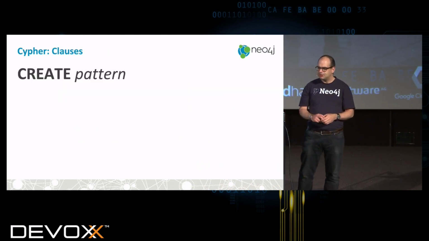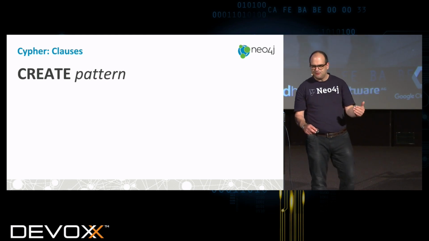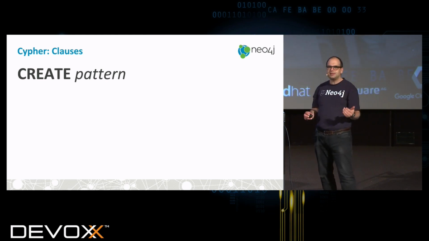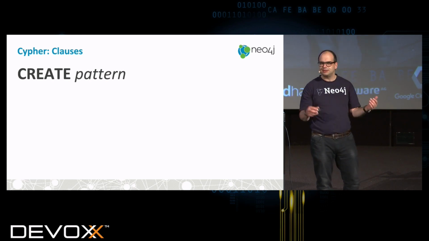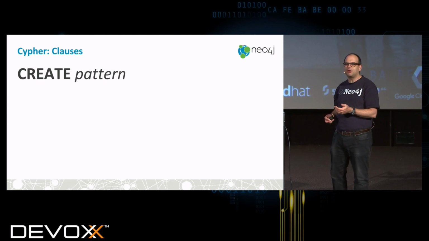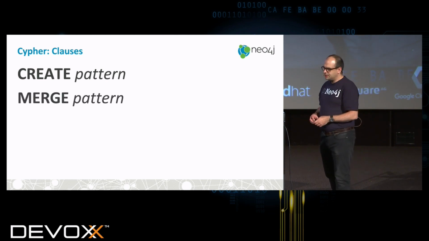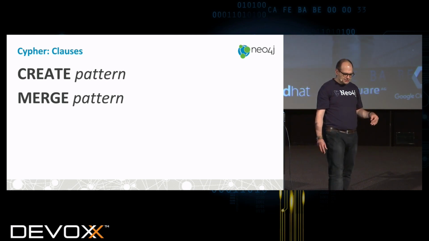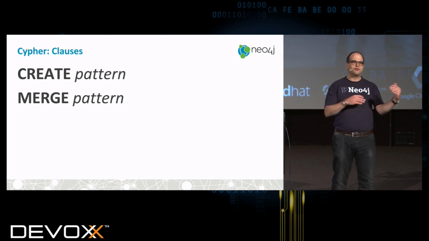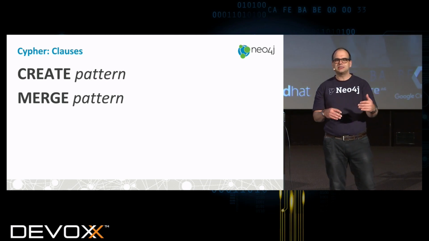This pattern, we can use it in a match to find something, but we can also use it with create to create nodes and relationships. And the same path notation applies to that. And there's another clause called merge. In a lot of cases, you don't want to unconditionally create something. You only want to create something if it doesn't yet exist.